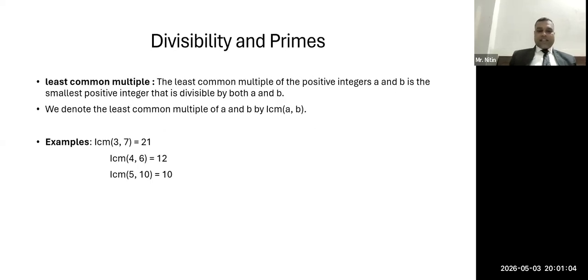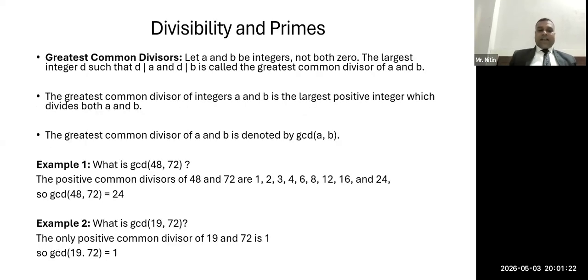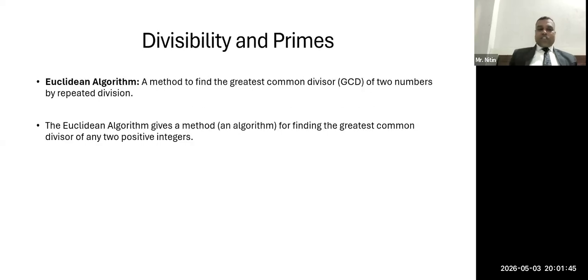Least common multiple. The LCM is the positive integer which is divisible by both the numbers for which we are going to calculate the LCM. And the second one, greatest common divisor: we find the common divisors of both the numbers, and among these common divisors, the greatest number is the GCD of these two numbers. Okay, so now we understood LCM and GCD with a couple of examples.